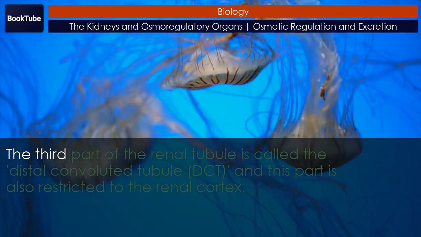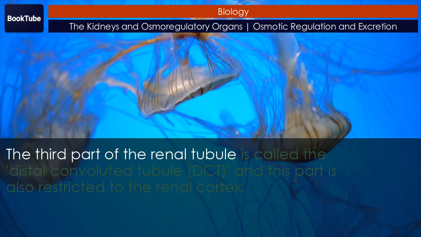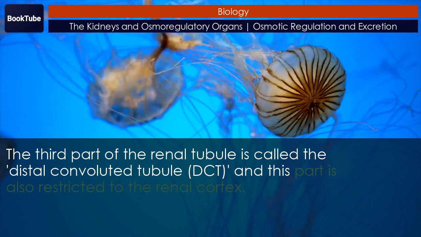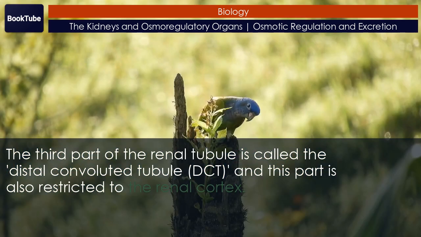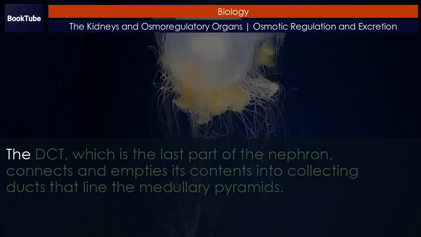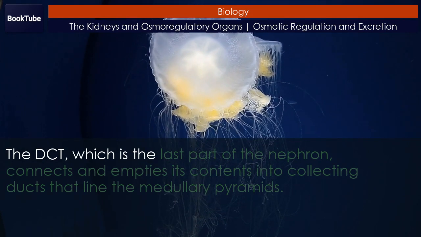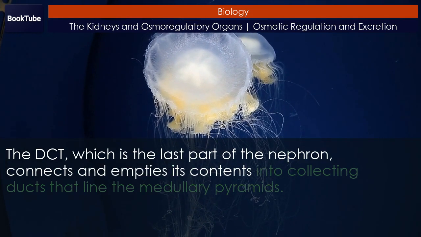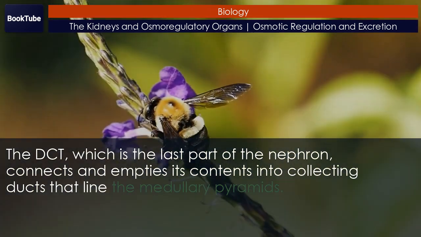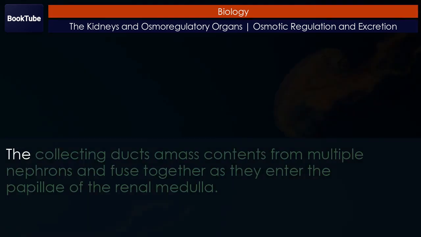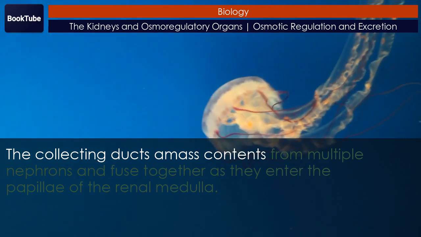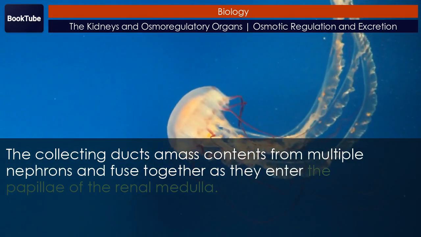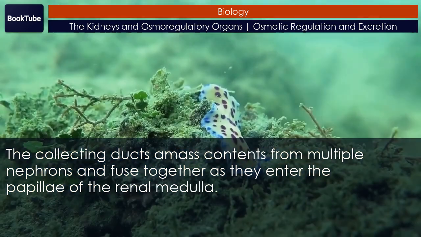The third part of the renal tubule is called the distal convoluted tubule, DCT, and this part is also restricted to the renal cortex. The DCT, which is the last part of the nephron, connects and empties its contents into collecting ducts that line the medullary pyramids. The collecting ducts amass contents from multiple nephrons and fuse together as they enter the papillae of the renal medulla.